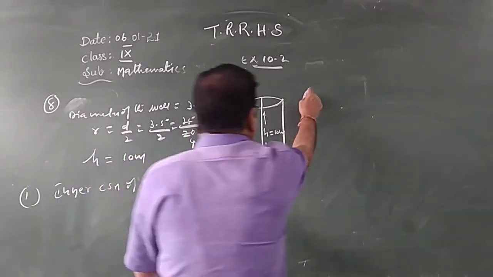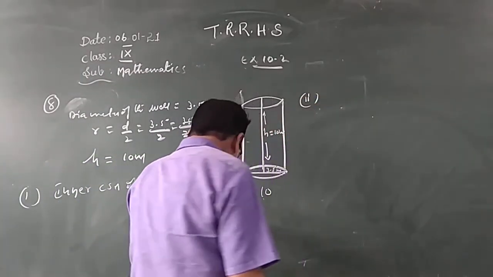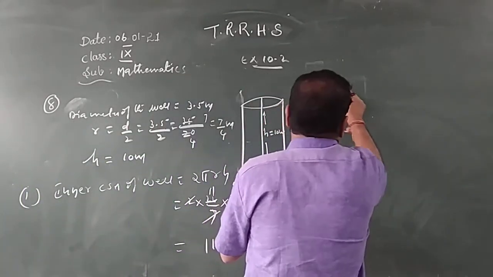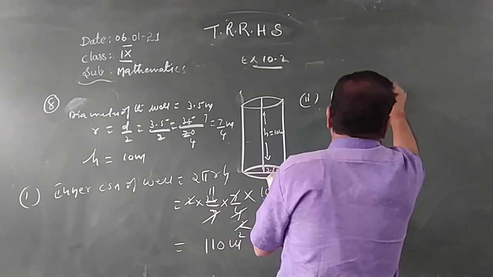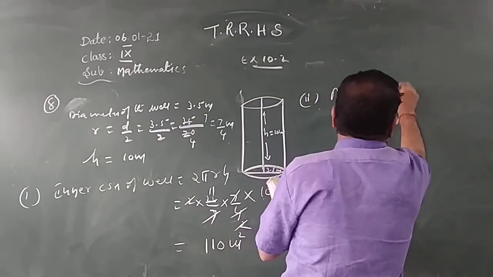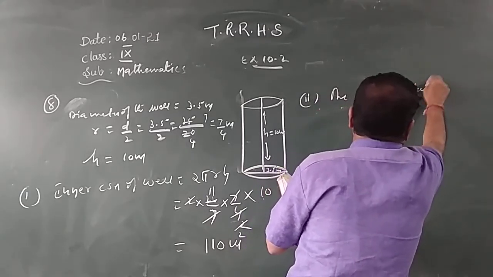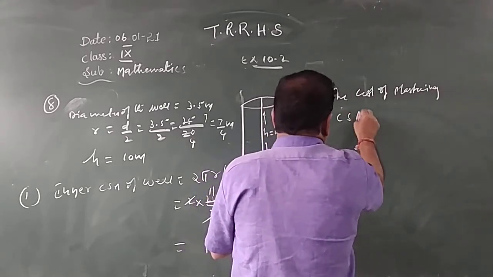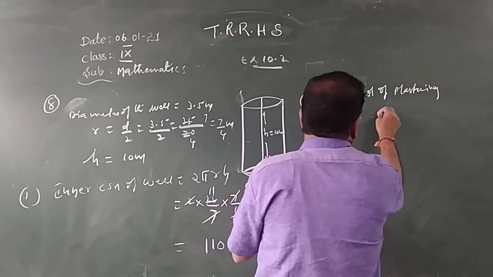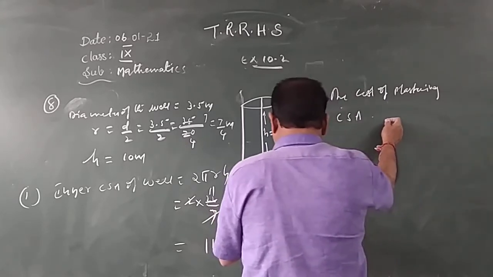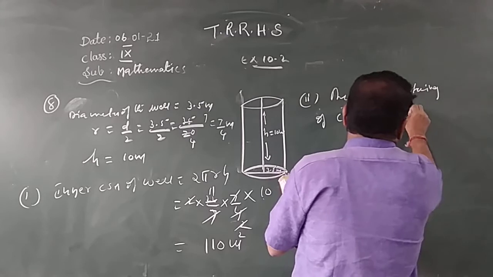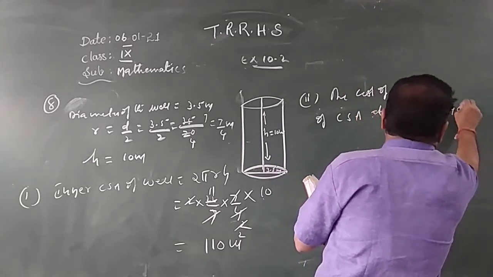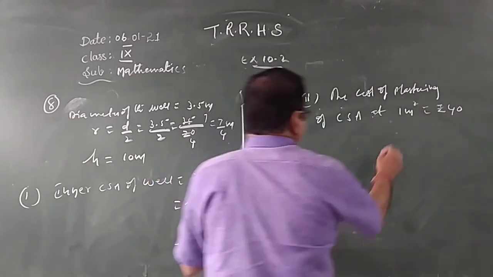Second bit, find the cost of this. The cost of plastering the curved surface area is 40 rupees per square meter. The cost of plastering the CSA at 1 square meter equals how many rupees? 40 rupees. How many square meters is it?